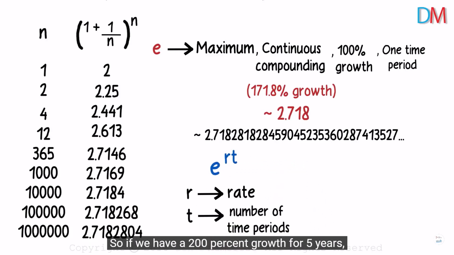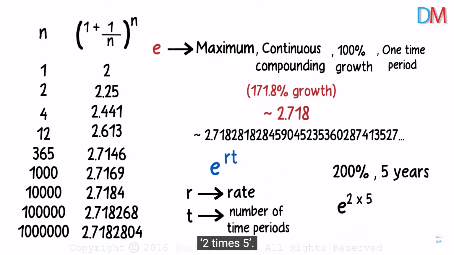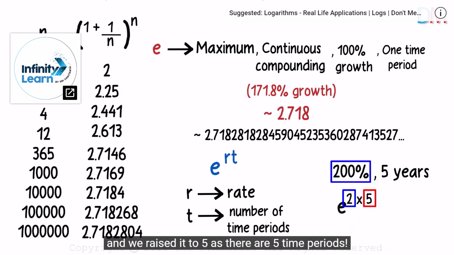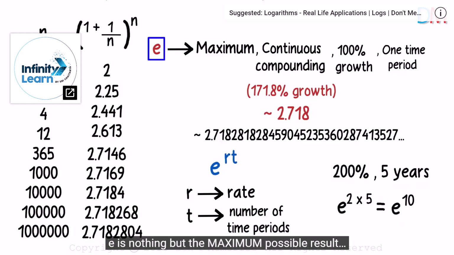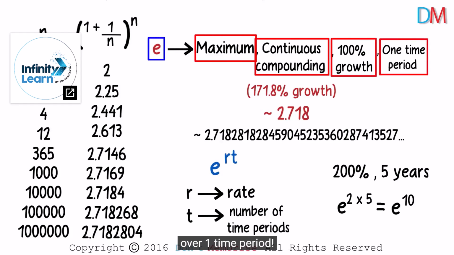So if we have a 200% growth for 5 years, then it would be defined as e to the power 2 times 5. We squared e to include 200% growth and we raised it to 5 as there are 5 time periods. It'll give us e to the power 10. E is nothing but the maximum possible result after continuously compounding a 100% growth over 1 time period.